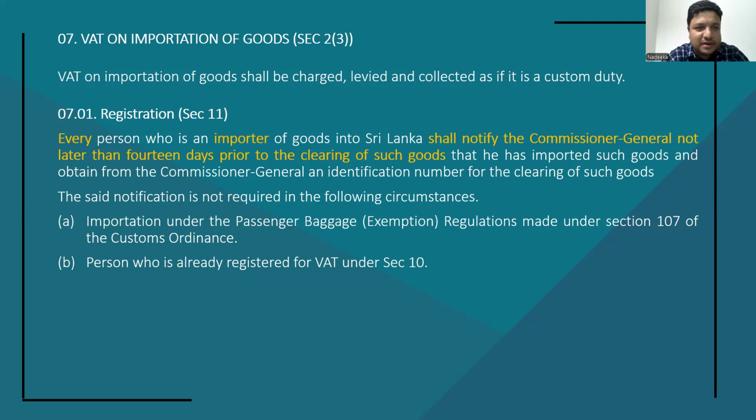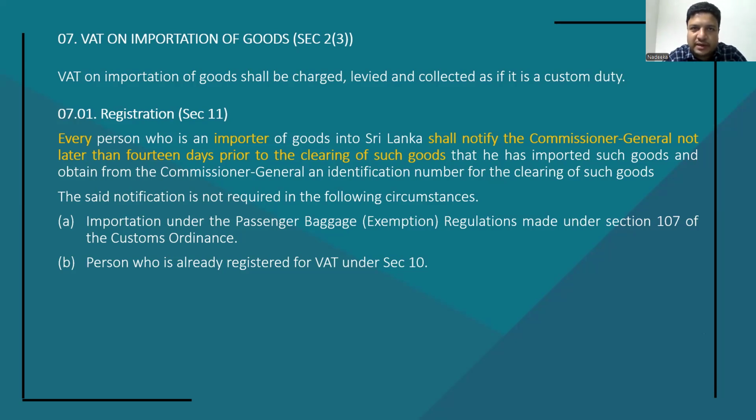So we were discussing VAT on importation of goods. Every person who is an importer of goods into Sri Lanka shall notify the Commissioner General not later than 14 days prior to the clearing of such goods that he has imported such goods and obtain from the Commissioner General an identification number for the clearing of such goods. This is not applicable if you import goods for commercial purposes, then you are covered within the mandatory requirement to get a registration. So if you don't import for commercial purposes, you can get a temporary registration, a temporary identification number just to clear the goods that you have imported, right?